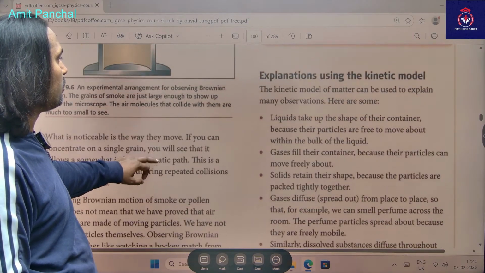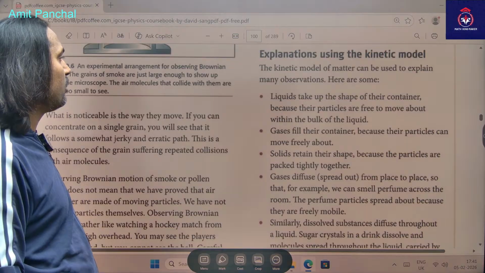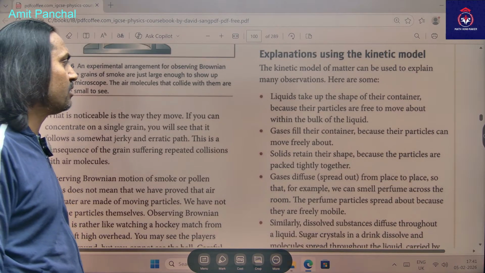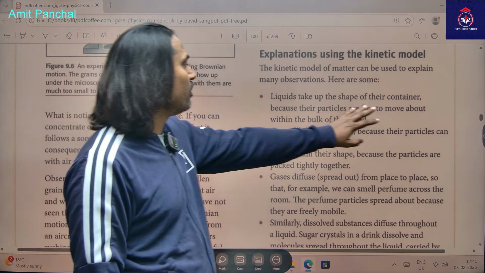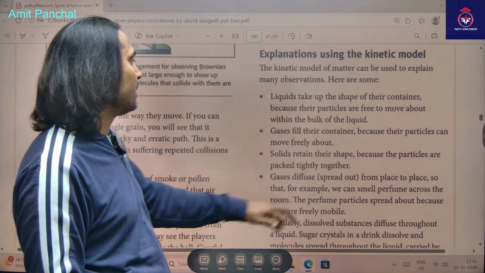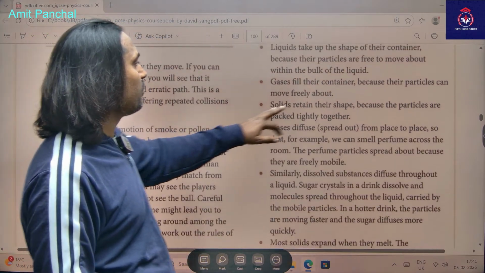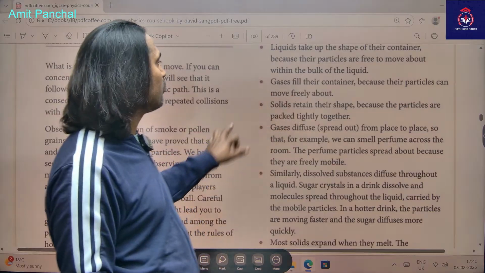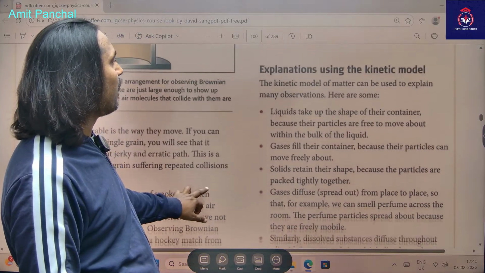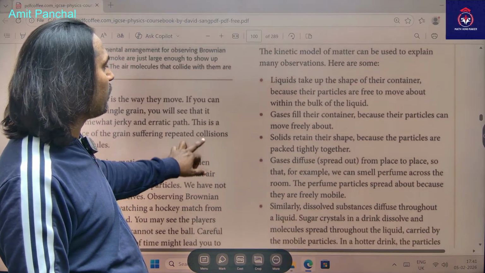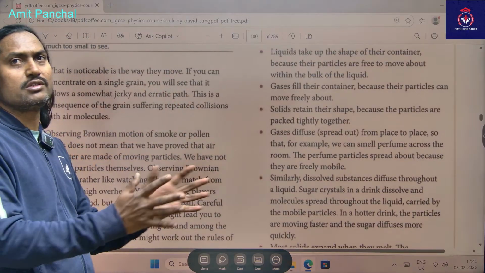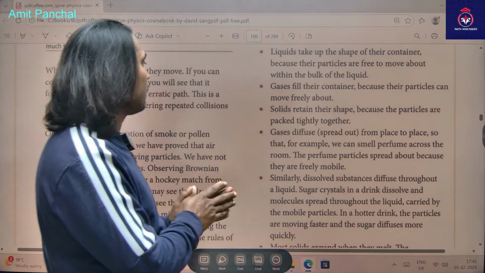Okay. So now, explanation using the kinetic model. Liquids take up the shape of their container because their particles are free to move about within the bulk of the liquid. Gases fill their container because their particles can move freely about. So it is basically the kinetic model. We are just combining all these things.